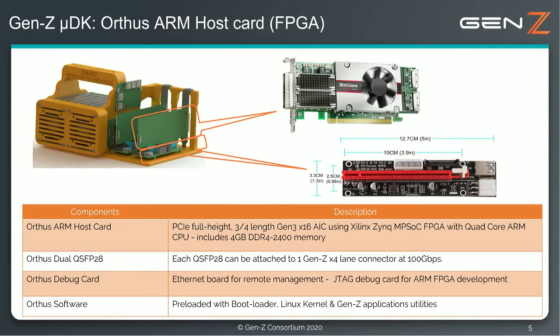Note, the Orthos card is used as a standalone host. The PCI card is not plugged into another computer, and the PCI edge connector is only used to power the card. For development purposes, the card can be accessed remotely over Ethernet, and the Orthos card is preloaded to boot the Gen Z Aware Linux subsystem image and programmed with the IntelliProp Gen Z host controller to provide access to the Gen Z fabric through the two QSFP ports. Erich from IntelliProp will provide additional information about the Orthos Gen Z host controller in the next section.